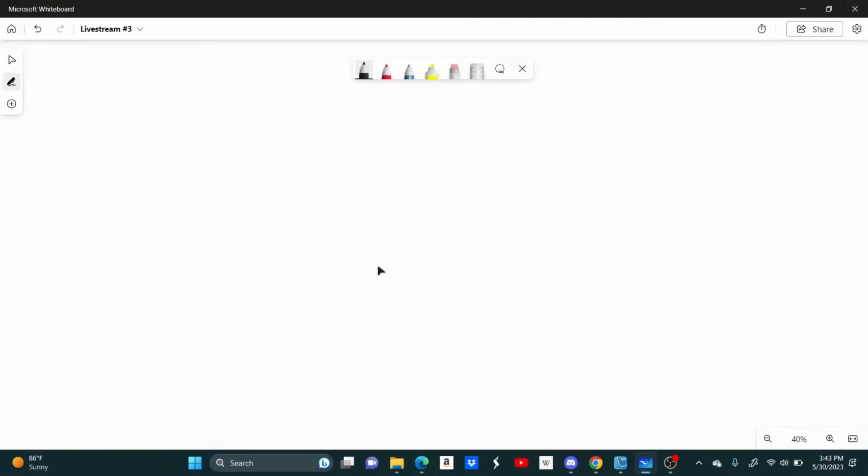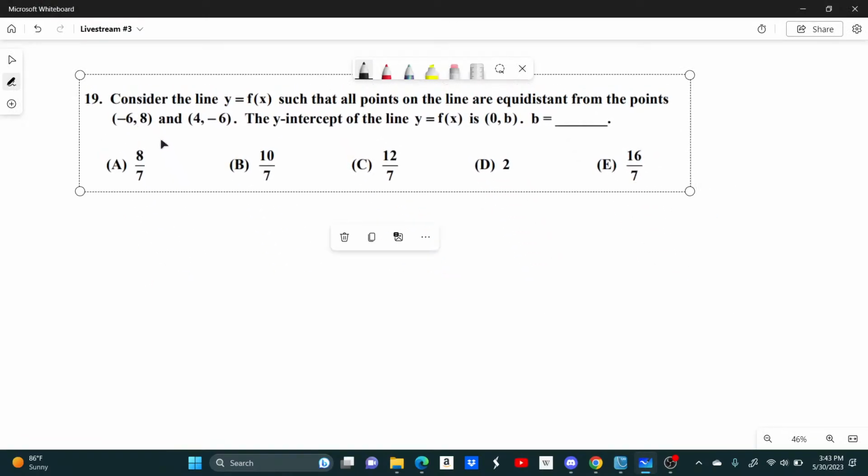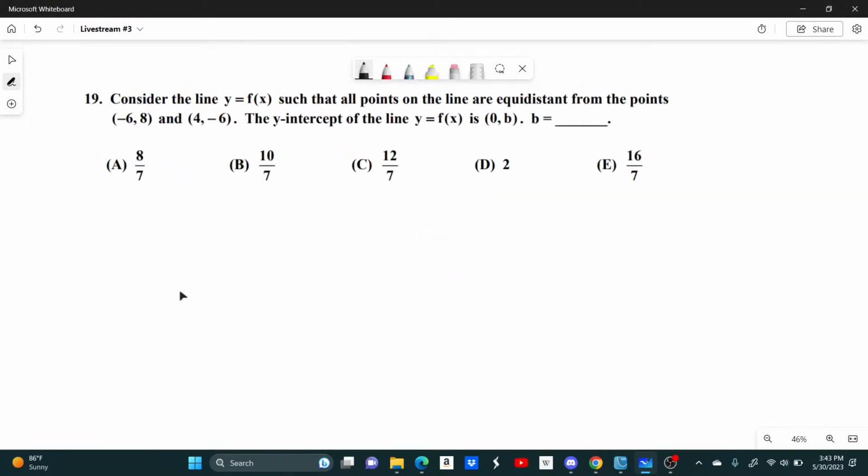All right, this is one that you don't see a whole lot, actually. All right, consider the line y equals f of x such that all points in the line are equidistant from the points -6, 8 and 4, -6. The y-intercept of the line y equals f of x is 0, b. Find b.